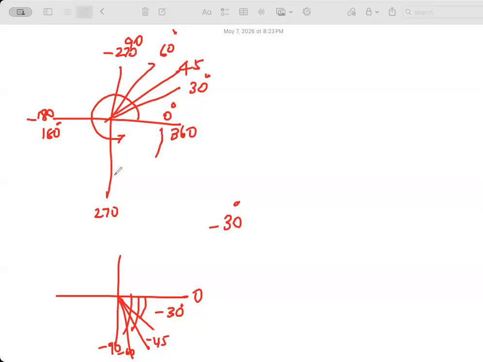Basically, when you go in the clockwise direction, 360 minus 30, the angle is minus 30, which is a positive 330. Does that make sense? So let's say if I have an angle of minus 190 degrees, what is the positive angle for it and in which quadrant is it? Minus 190 degrees is in which quadrant?